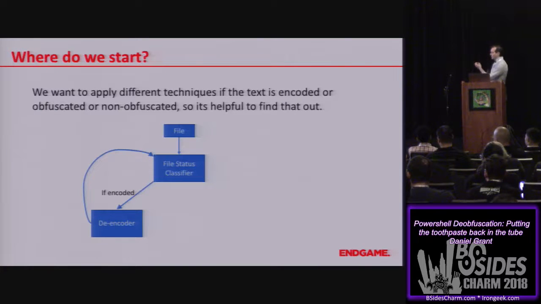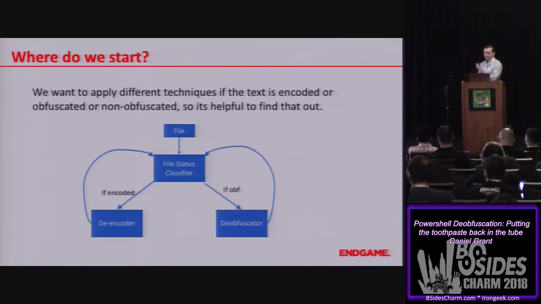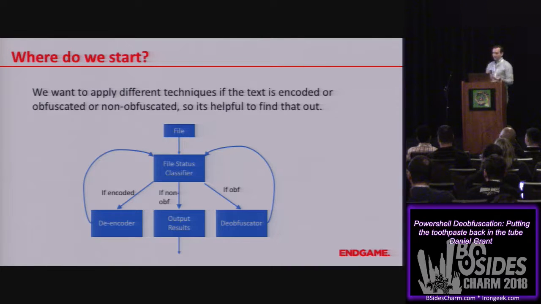And so let's say we have this classifier and it works well. The next step would be, if the classifier says it's encoded, we run it through a decoder and then run it back to the file status classifier, because it could be obfuscated and then encoded or any combination. Similarly, if we determine that it's obfuscated, we run it through a deobfuscator, back to the file status classifier. And finally, if we ever determine that it's non-obfuscated, we output the results. So pretty simple logic of returning it back and then keep on working until you get the result that you want.